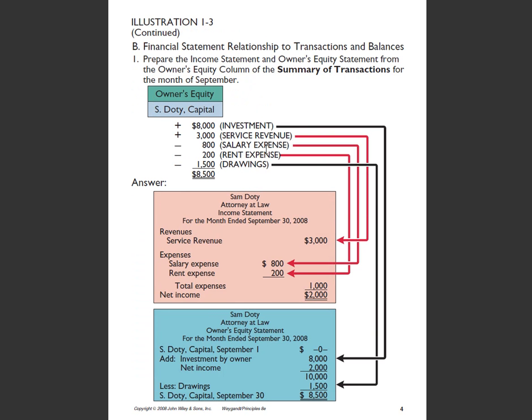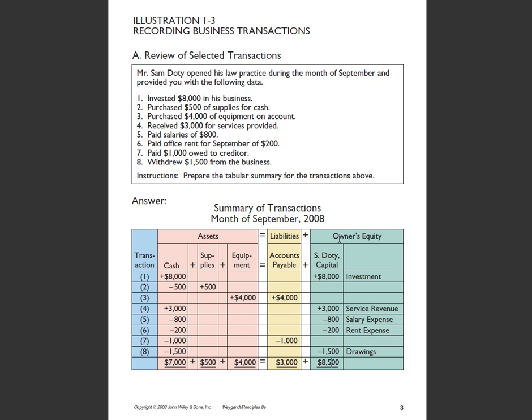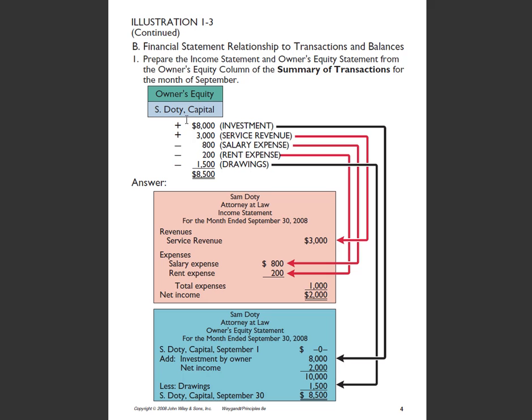So we'll take this information from here, owner's equity, not this investment, but the service revenue, salary expense, rent expense, and drawing. That's actually going to go over to the income statement. And you can see how it flows over here. The rent, service revenue, the expense, and the drawing all come down to here to make the income statement. So service revenue, 3,000. You have your expenses. Subtract your expenses, you get net income.